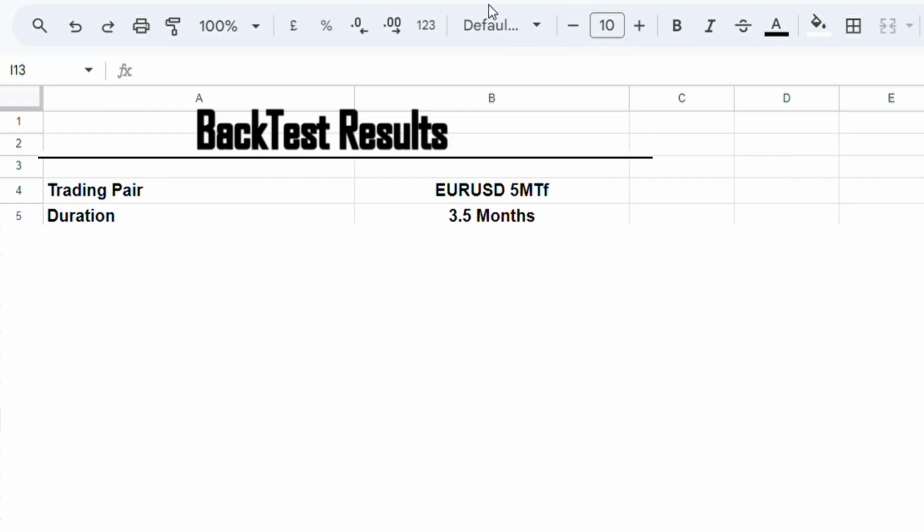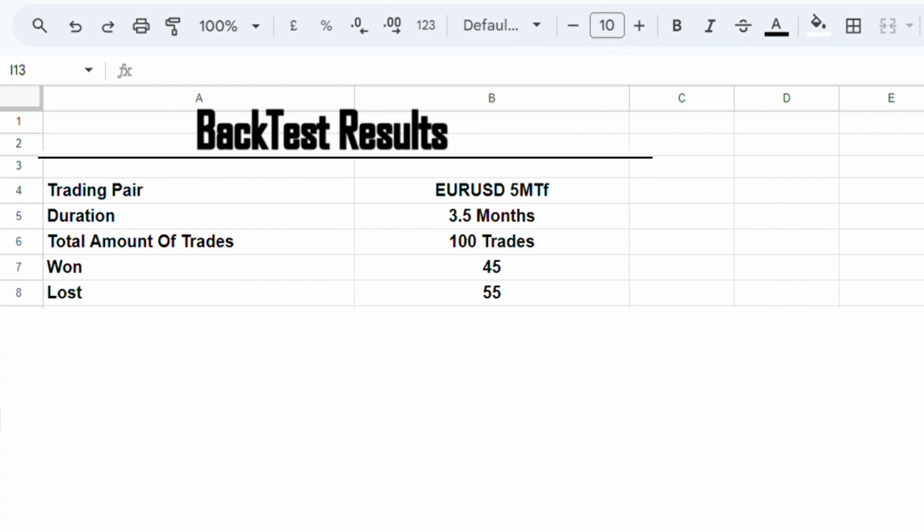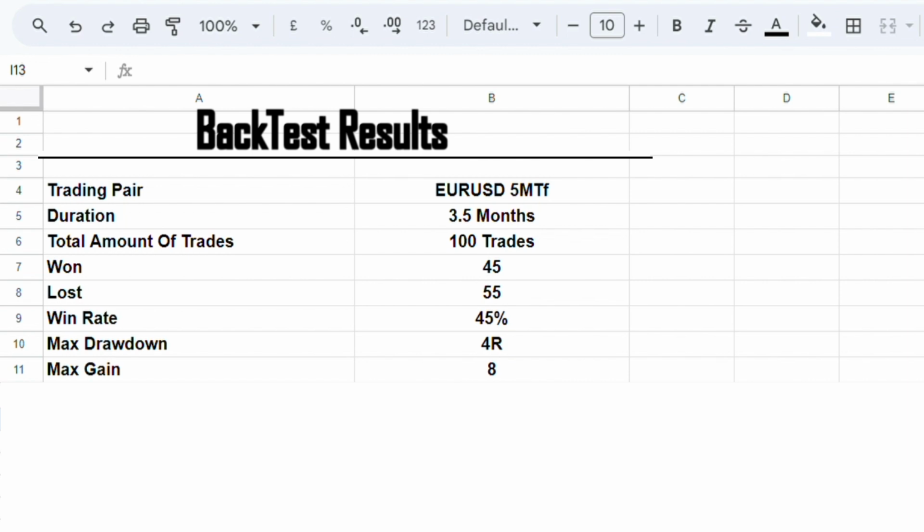Okay, so in 3.5 months, I took 100 trades, 45 won and 55 lost, which means we had a win rate of 45%, which going for a 1 to 2 definitely checks out. Now the max drawdown was 4% and the max gain was 8%, so that was positive by a 1 to 2 as well. So this is definitely a valid system.